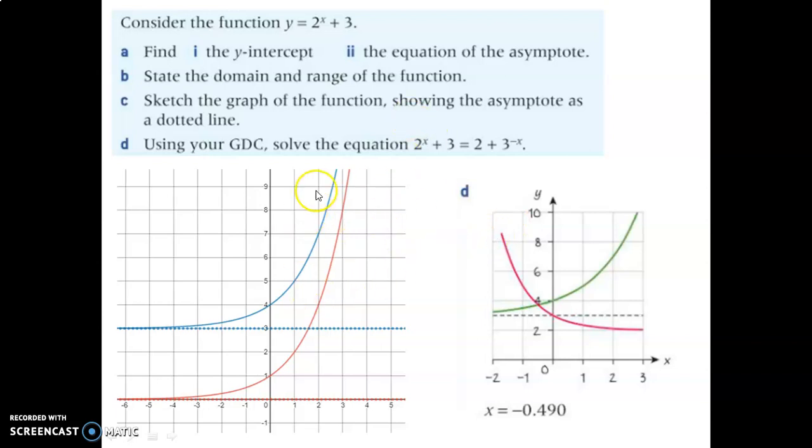This is the problem we ended on, and the main thing was that you know how to graph a transformed exponential function, you know how to find different parts of it like intercepts and asymptotes, you know what the domain and range are, and you also know how to solve using your calculator. It gave you an equation to solve, and the way to solve it was to graph both equations and find the intercept. So let's continue from there.